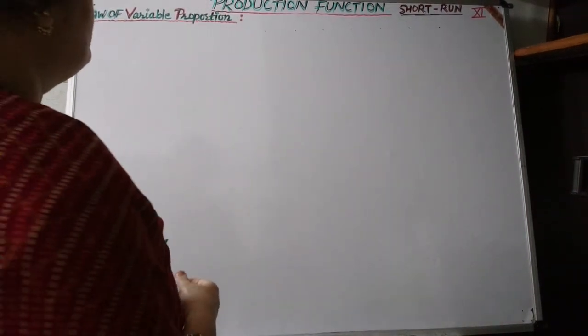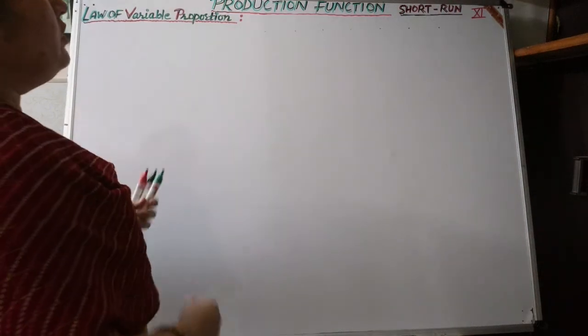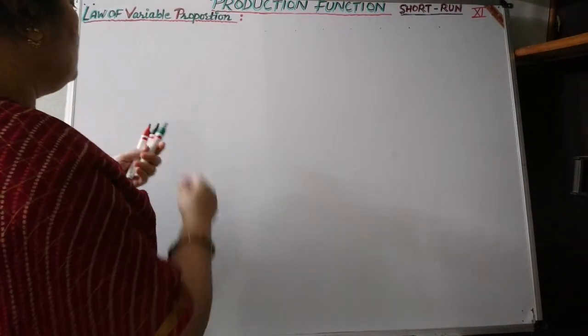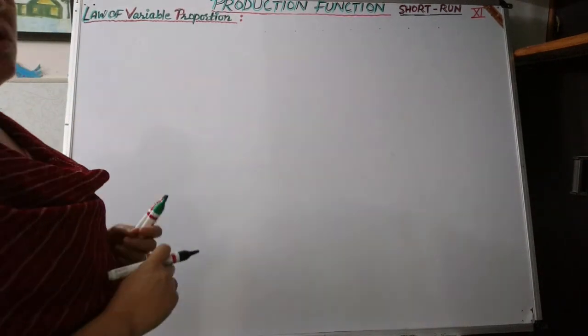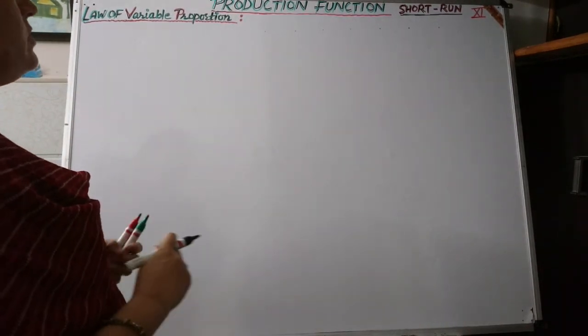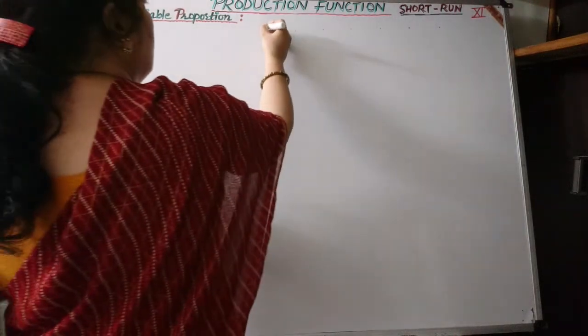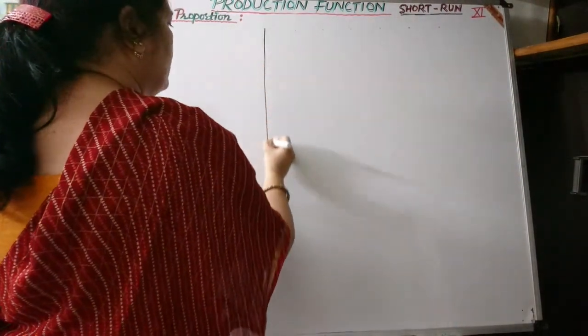In this video, we will clear the short run production function, which is also known as law of variable proportion. This is a very important law of economics. So let us clear this law with the help of schedule and diagram.